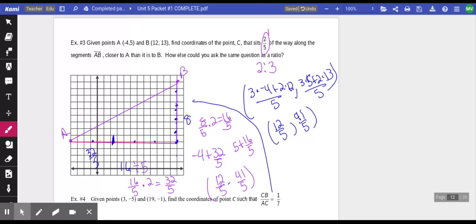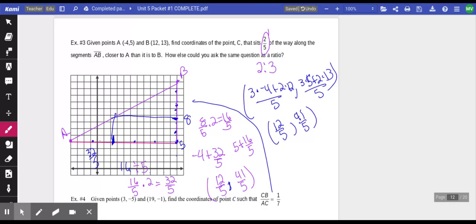Now for the vertical distance, I do 8 divided by 5, which is 8/5. Again, I'm going to go up 2 of them. So that's 16/5. And I want to go up 2 from 5. So I do 5 plus 16/5. And that leads me to the point 41/5. So the answer would be 12/5, 41/5.